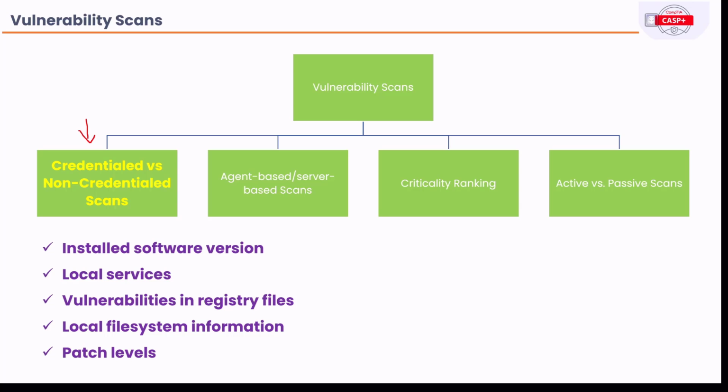It is actually crucial that we provide privileged credentials if we want to obtain an accurate security assessment of an operating system. As a result, settings like the following will be listed in the vulnerability report: installed software version, local services, vulnerabilities in registry files, local file system information, and the patch levels.